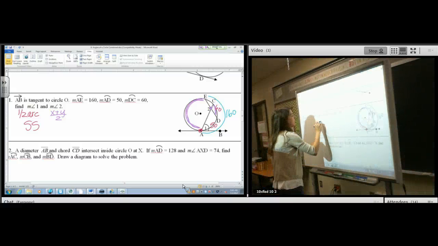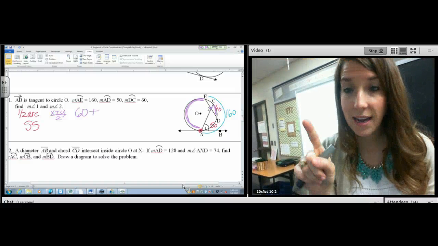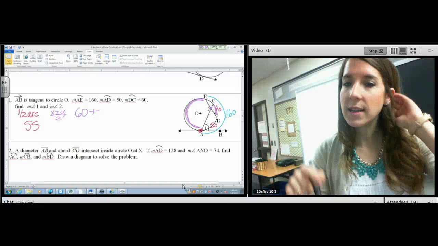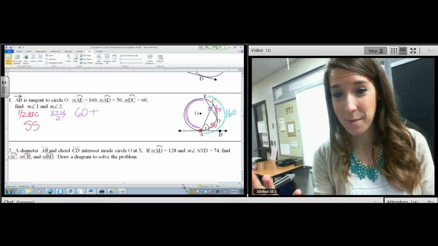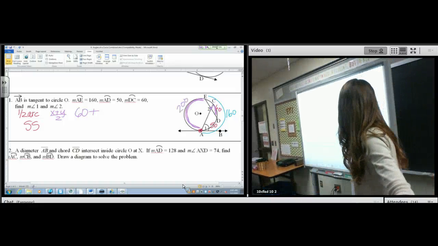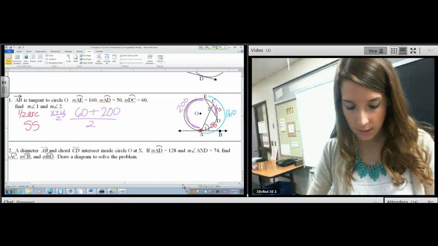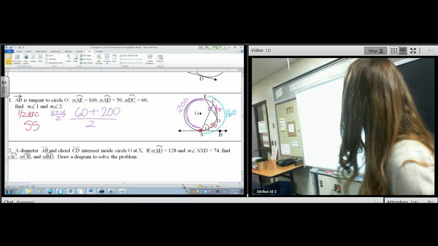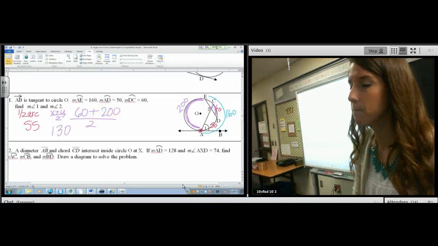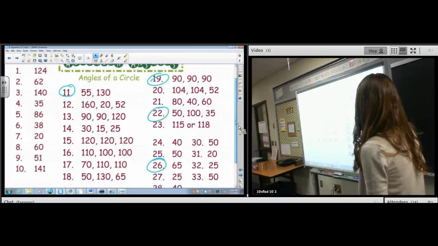So I know one of the arcs is 60. I don't know the other arc yet, so I'm going to do 360 minus, do you see that teal one? 160. If I do 360 minus 160, I'll have that major arc that I can't name because they didn't give me another letter. So this arc that I just found is 200. Add your arcs and divide by 2. So 60 plus 200 divided by 2. And that's where you get that angle 2 is 130. Okay? Next one, number 19.